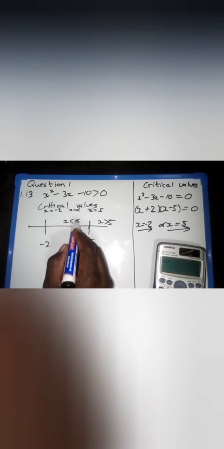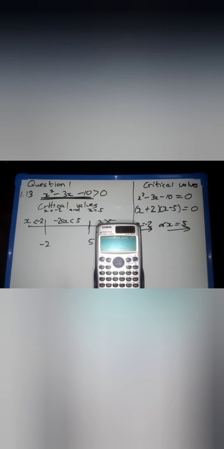I draw my table. Critical values, you've got x is equal to negative 2 and x is equal to 5. So draw my table. Negative 2 will be here, 5 will be here. X is greater than 5 here. X is between 5 and negative 2, and x is smaller than negative 2 here.